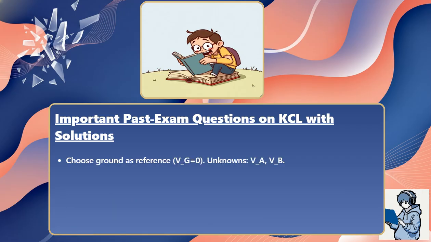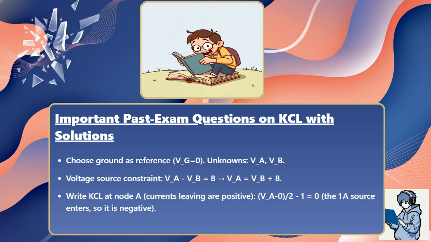Solution. Choose ground as reference, V_G equals 0. Unknowns V_A and V_B. Voltage source constraint: V_A minus V_B equals 8, so V_A equals V_B plus 8. Write KCL at node A. Currents leaving are positive: (V_A minus 0) divided by 2 minus 1 equals 0. The 1-amp source enters, so it is negative.